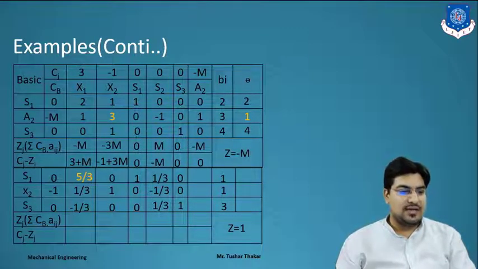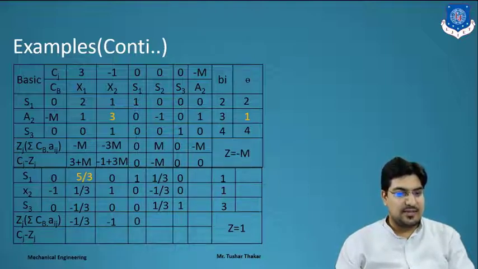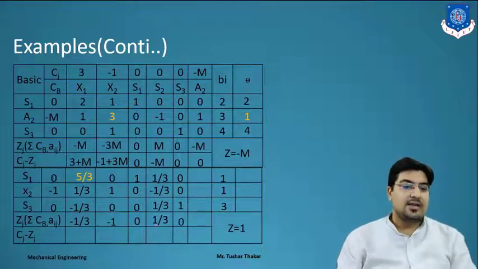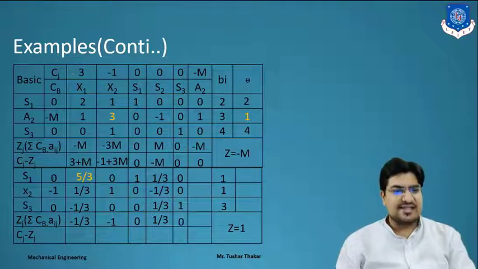Now we find the Zj. 5 by 3 into 1, minus 1 into minus 1 by 3, plus 0 into 1 by 3, so we get minus 1 by 3 over here. 0 into 0, 1 into minus 1, 0 into 0, we get minus 1 over here. 1 into 0, 0, we get 0. 1 by 3 into minus 1 by 3 into 1 by 3, plus 1 by 3 into 0, we get 1 by 3 over here. Here we get 0 as 0 into 0, 0 into minus 1, 1 into 0, we get 0 over here, right? So now we calculate Cj minus Zj.